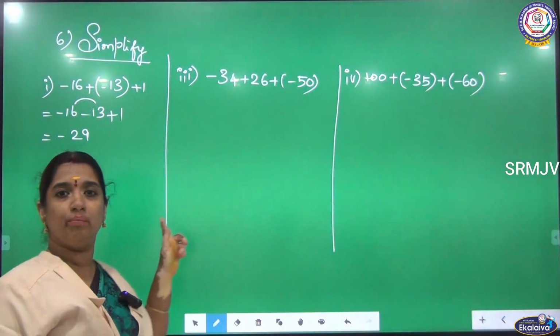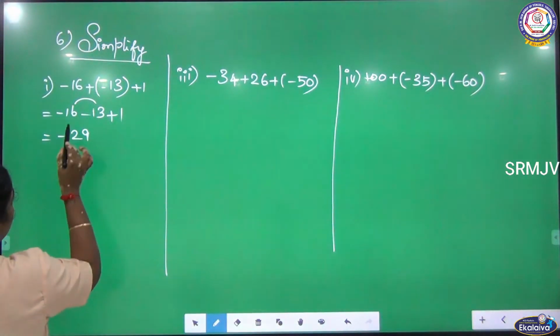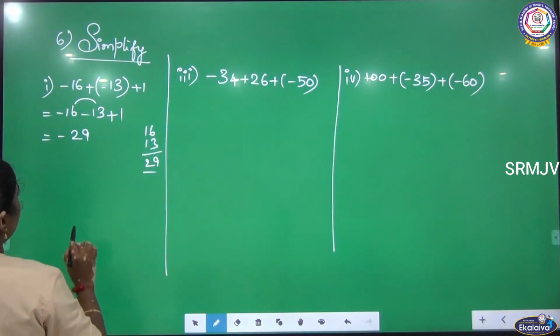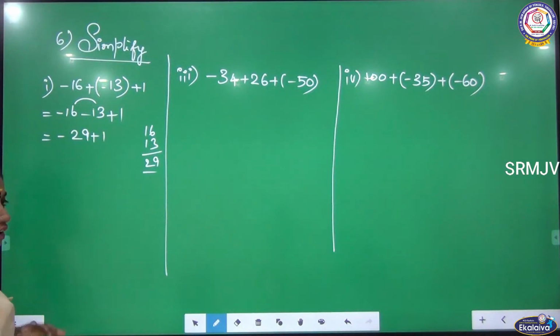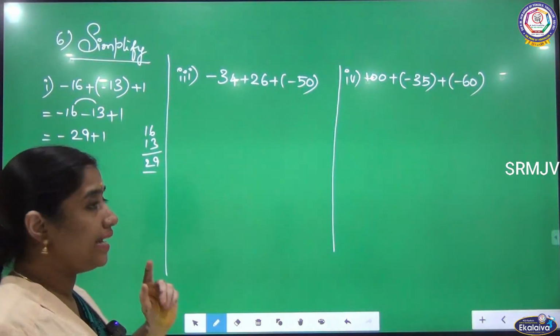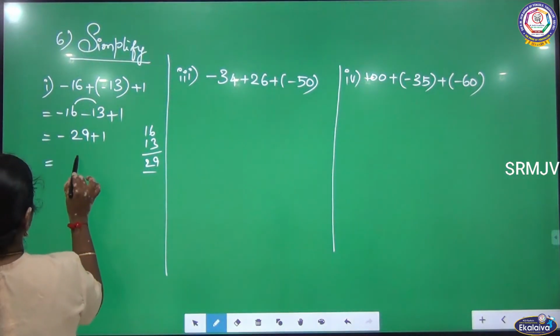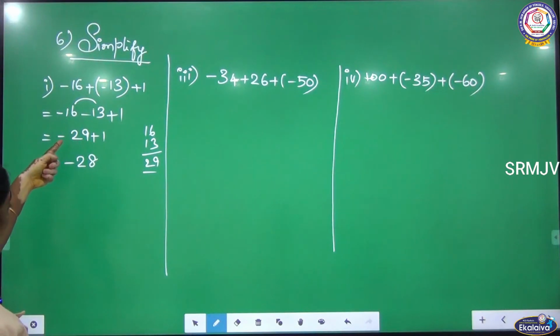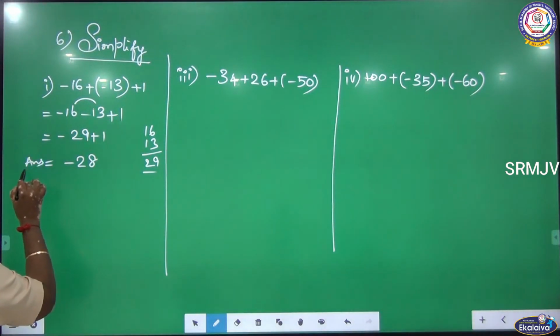So I am adding and put that sign. 16 and 13, when I am adding, I get 29 plus 1. Listen, children, alternate symbol, so you are going to subtract. 29 minus 1 is 28, which is having here the negative integer. So for that put that minus symbol, the symbol of the greater number, which is here minus. So put that minus symbol here. Can you clear this, children?